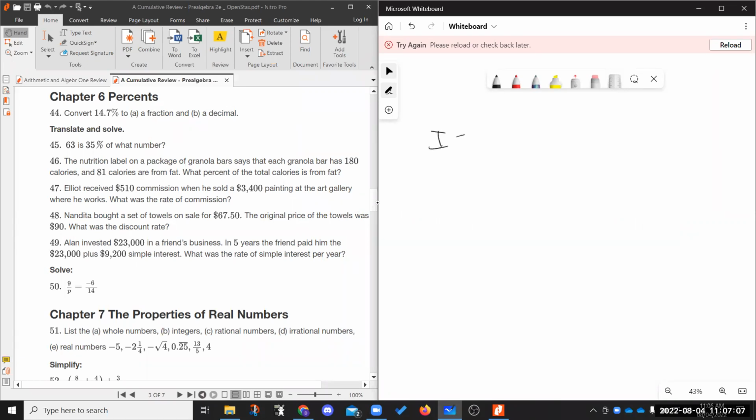I is equal to PRT. So let's solve for R, the interest rate. I divided by PT is equal to R. So R is going to be equal to the interest, $9,200, divided by the principal, which was $23,000, times the time, which was 5 years. And we're going to have to multiply that by 100%.